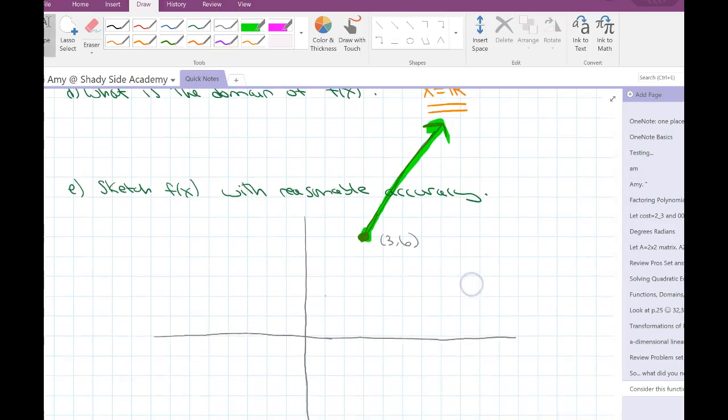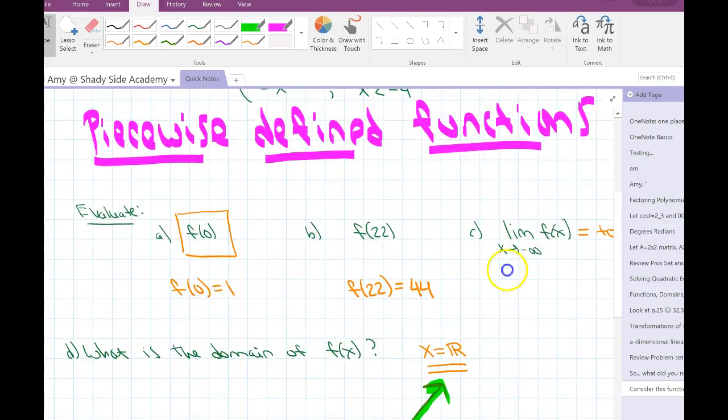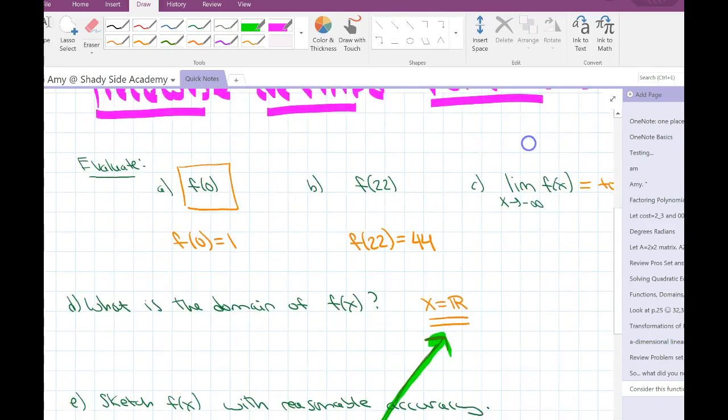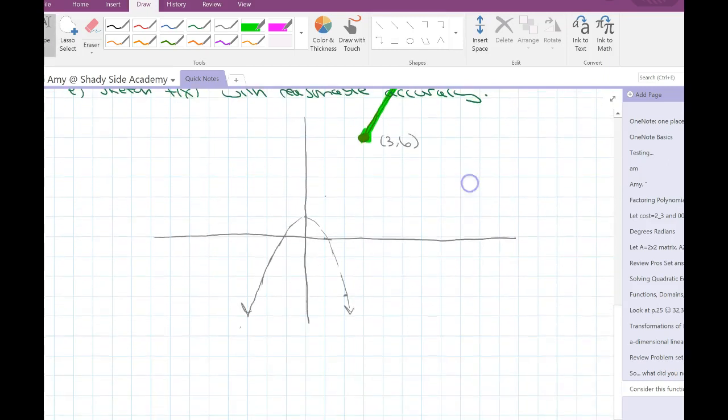Sketch it out. And I've got this going on. Okay, now I'm going to check my domain. Let's see. Only for values of x between -4 and 3. Well, let's see. When x equals -4, y equals -15. And when x equals 3, y equals -10. Okay, so that means (3, -10).